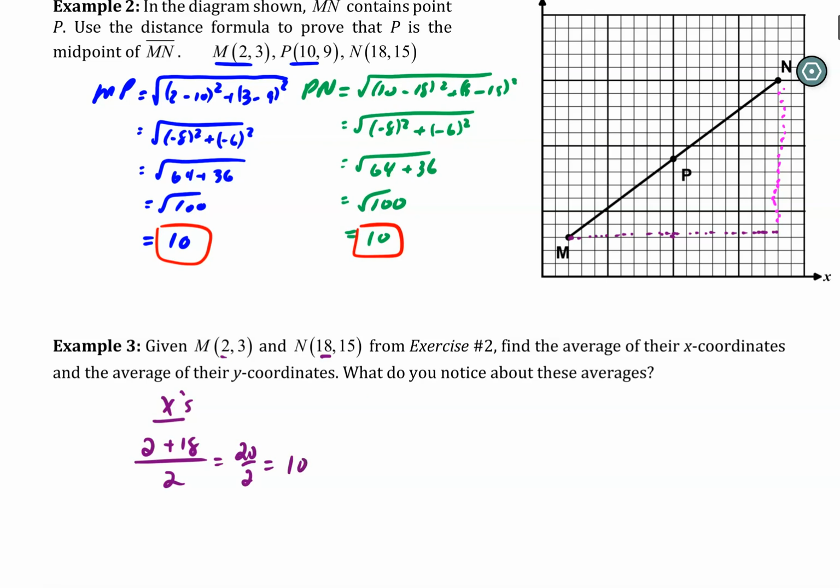Let's do the same thing for the y's. That's 3 and 15, so 3 plus 15 divided by 2. Well, that's 18 divided by 2, which is 9. If you notice, if I make that into a coordinate, that would be (10, 9). That is, in fact, P. So the average of the x values and the average of the y values is a fancy way of saying what's the overall average change here, which would be this part, and the overall average change happening here, which would be that part.